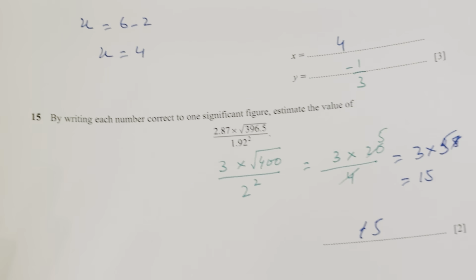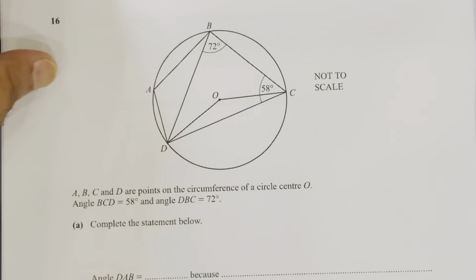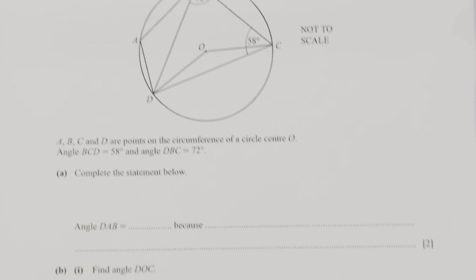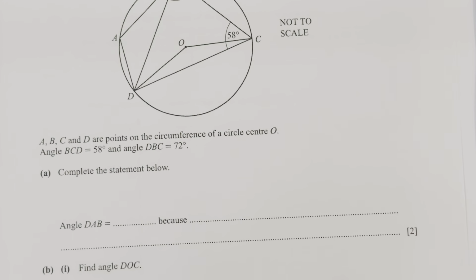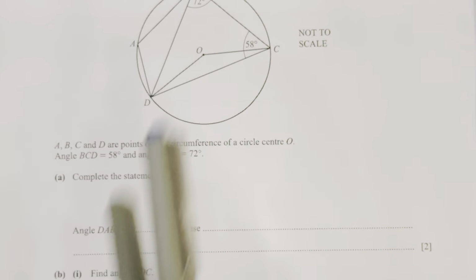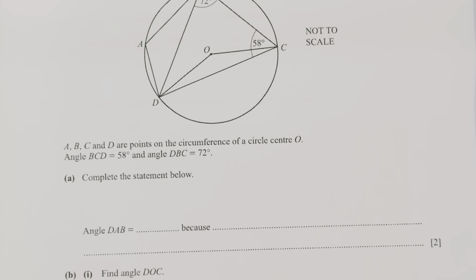Moving to question number 16, it is from circle properties. A, B, C, and D are points on the circumference of a circle centered at O. Angle BCD is equal to 58 degrees. Angle DBC is equal to 72 degrees. Complete the statement below: angle DAB is dash. We need to calculate this angle.